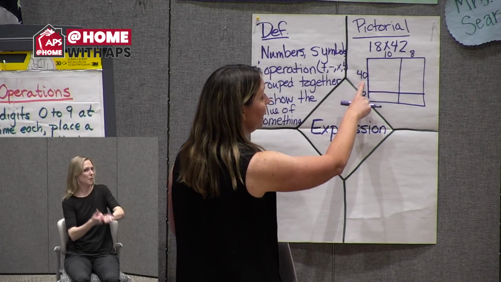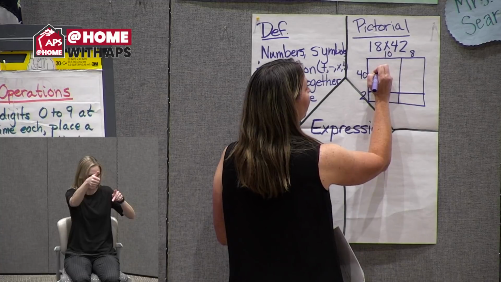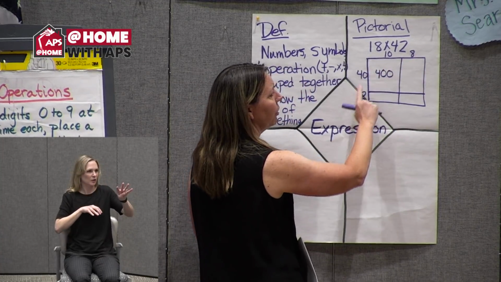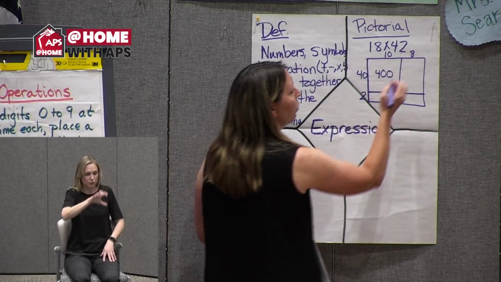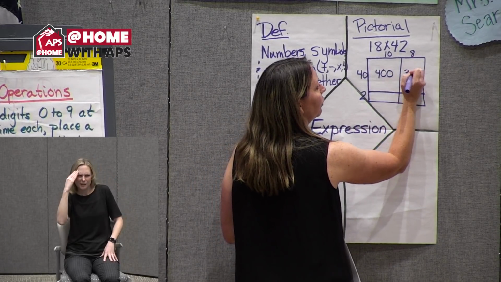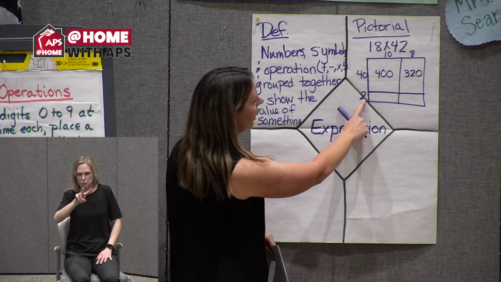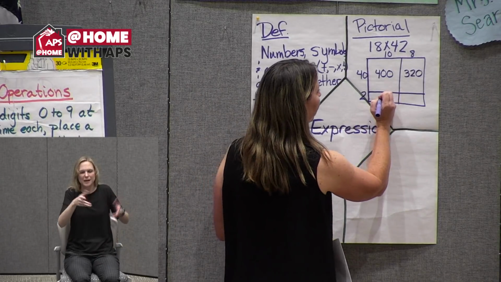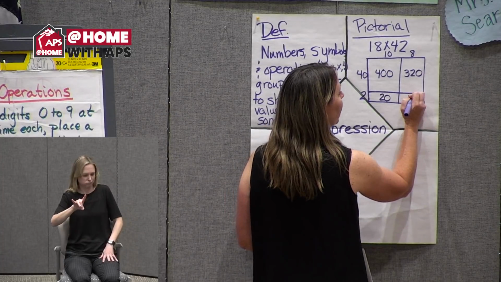We will do 40 times 10, which is 400. 40 times 10 is 400. 40 times 8 is, well, I know 4 times 2 is 32, so 320. And then we have our tens. 2 times 10 is 20. That was easy, right? And then 2 times 8 is 16.